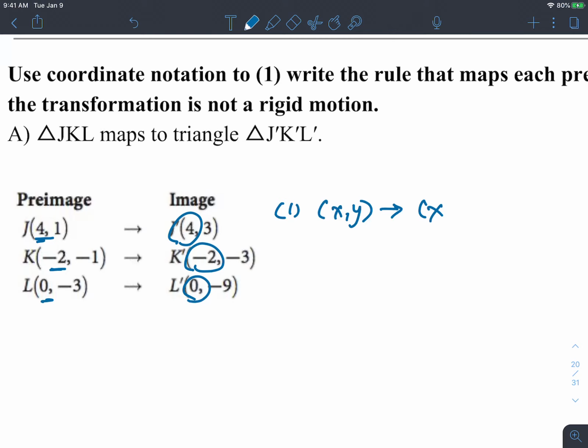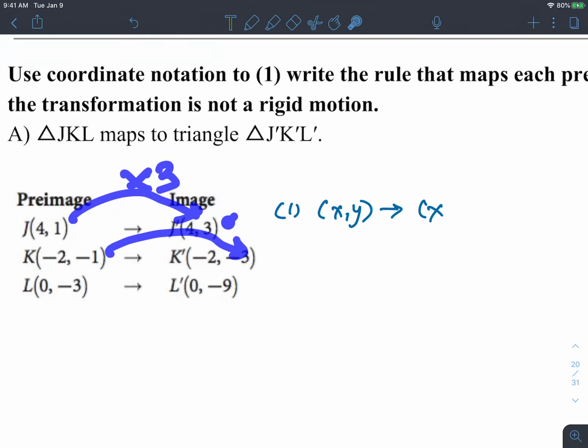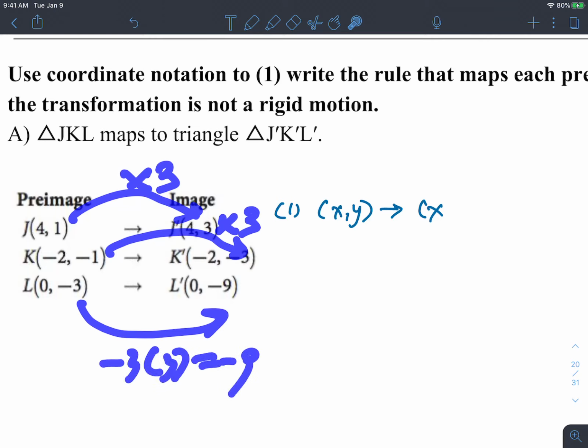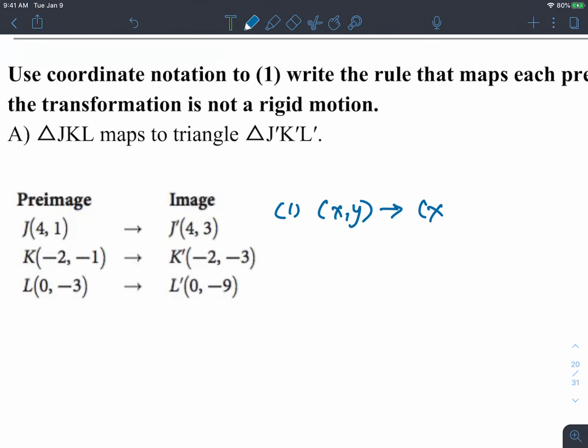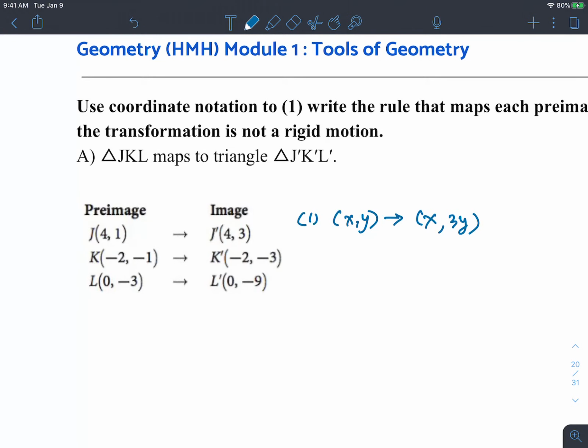Now, let us look at the y values, okay? The y value over here is a 3, and that's a 1. That by itself tells us nothing. And let's look at this over here. That's a -3 and -1. You know what it looks like? We multiply by 3, and same thing here, we multiply by 3. What is -3 times 3? -9. I think we got the rule. So y becomes 3y. So we're good.